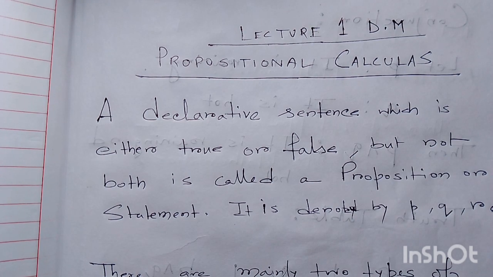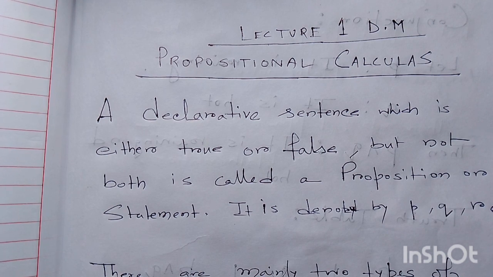A declarative sentence which is either true or false but not both is called a proposition or statement, and it is denoted by P, Q, R, etc. Some simple alphabets.